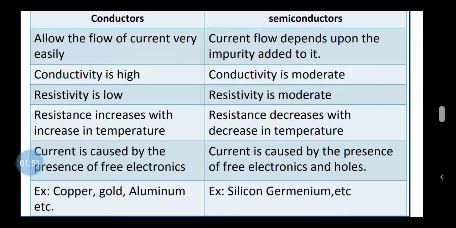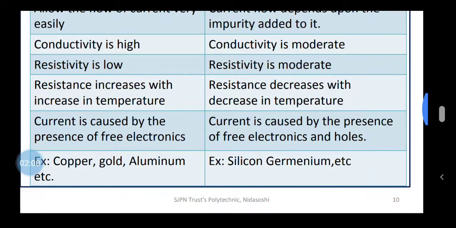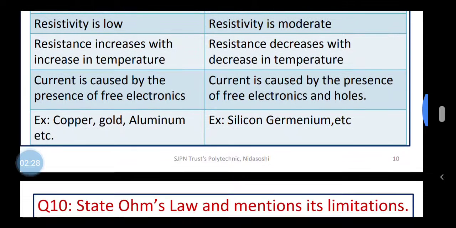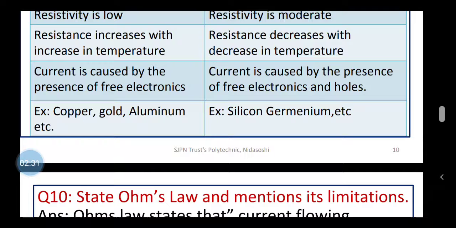The second difference is that the conductivity of a conductor is very high, whereas the conductivity of a semiconductor is moderate. The resistivity of a conductor is very low, whereas the resistivity of a semiconductor is moderate. In a conductor, resistance increases with increase in temperature. This property we call the positive temperature coefficient of resistance. In a semiconductor, resistance decreases with increase in temperature.